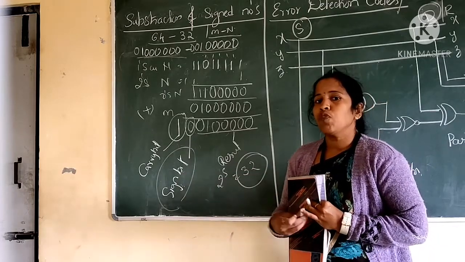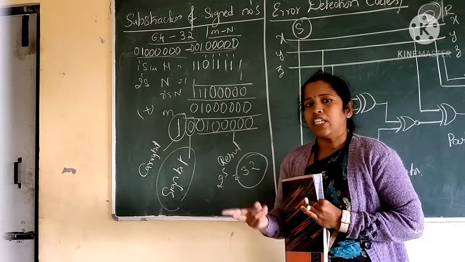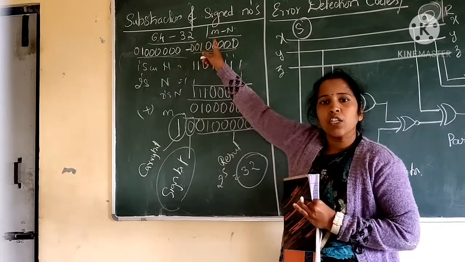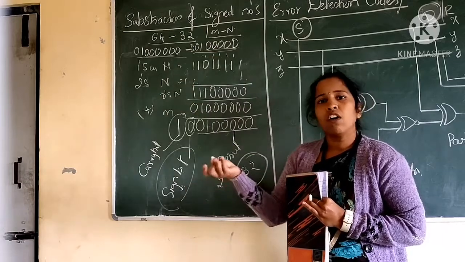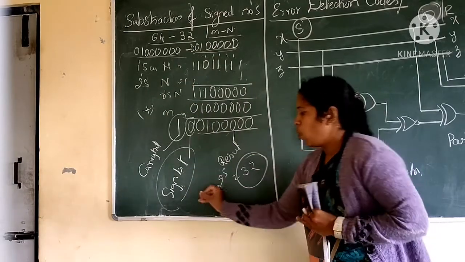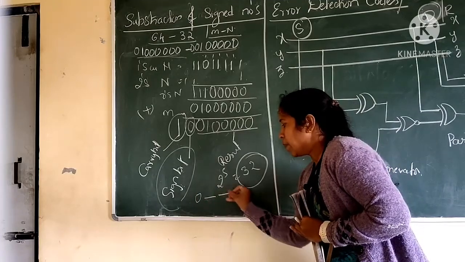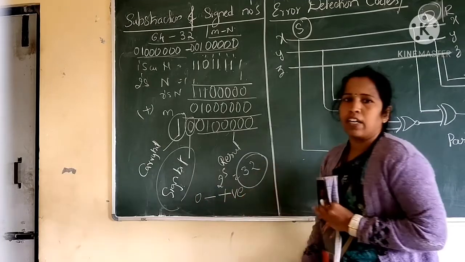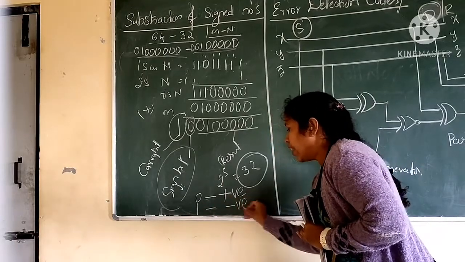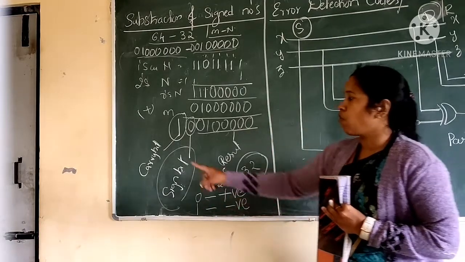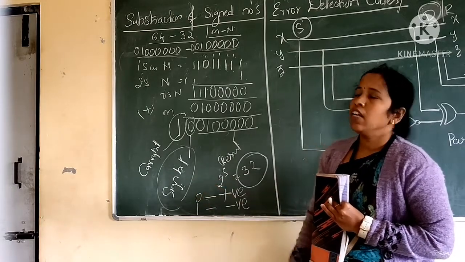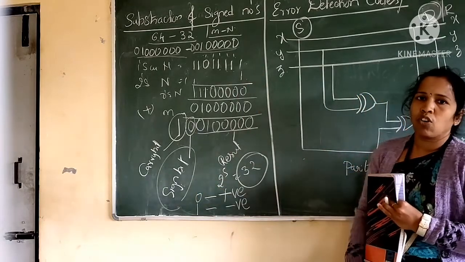The sign bit is used to represent whether the result is positive or negative. When you do 64 minus 32, you know it is automatically plus 32 only. So when the sign bit is 0, it represents a positive result. When the sign bit is 1, it indicates a negative result. That is the use of the sign bit. So the extra concept is nothing but the sign bit, and we have done this concept.